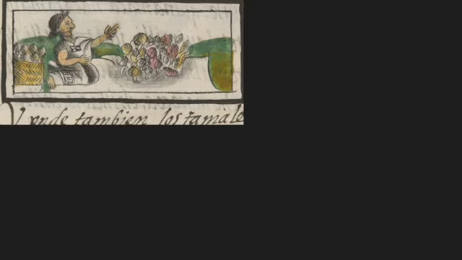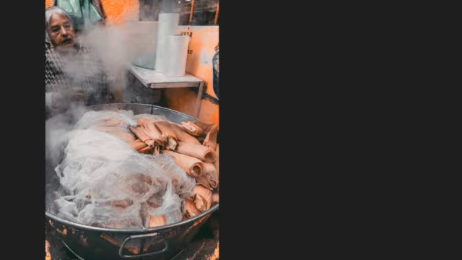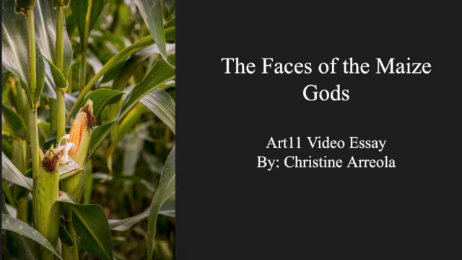For centuries, corn has been a staple crop for Mesoamerica. It is the miracle crop that led to the growth of agrarian civilizations throughout the continent. Given its importance as a crop, it is no surprise that there are countless iterations of maize gods throughout many of these cultures. In this video, we will be analyzing 3 different art pieces depicting maize gods from different cultures.